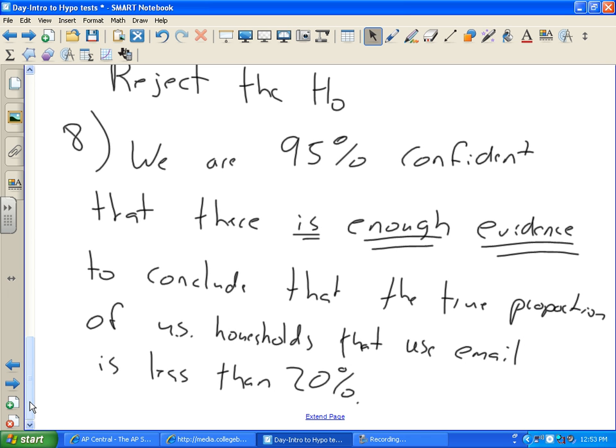First blank on number 8. Is there really? Oh, I can say, or we can say. I just read it as we are. I, Jessica, could say with 95% confidence.